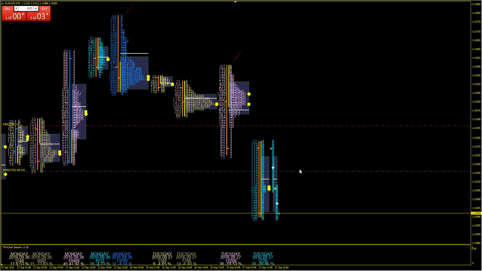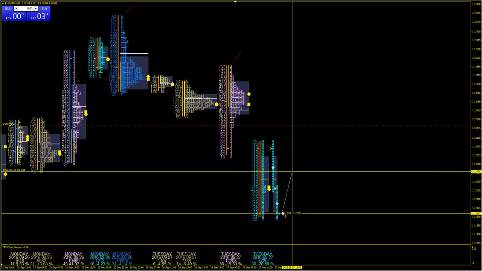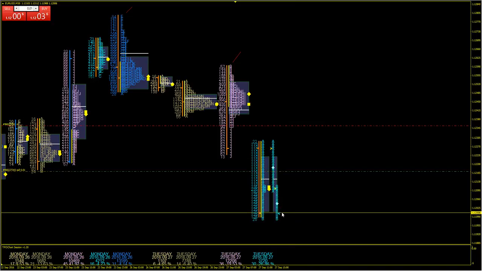It's already at plus 15 pips, right? So basically you can put the stop loss at break even. That's not a bad idea at all, right?